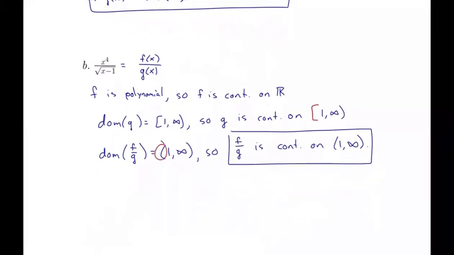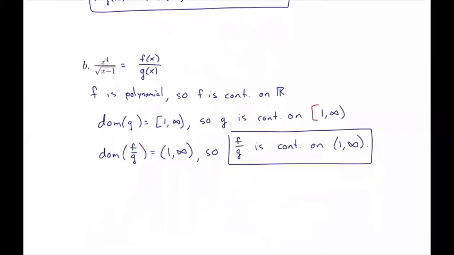We need to exclude 1, not because of this, which includes 1, but because g is in the denominator, in other words, down here, and we can't allow g of x to be equal to 0. G of x is 0 when x is 1, so we have to exclude 1 from the domain of our new function f over g.